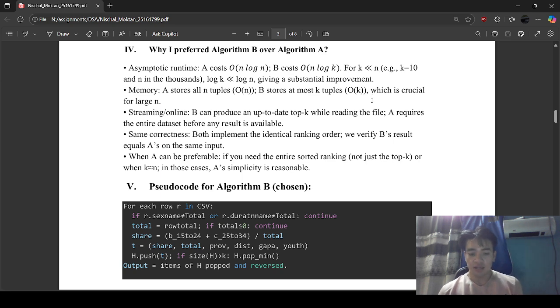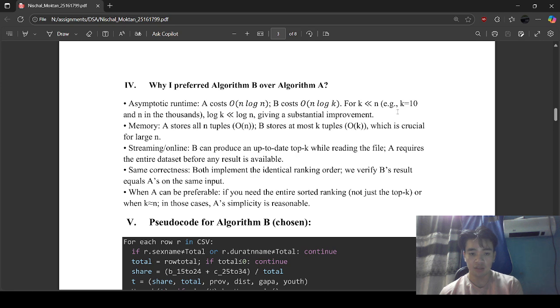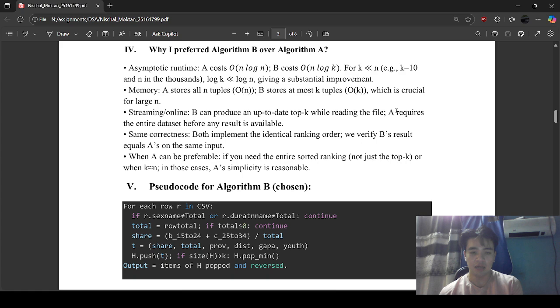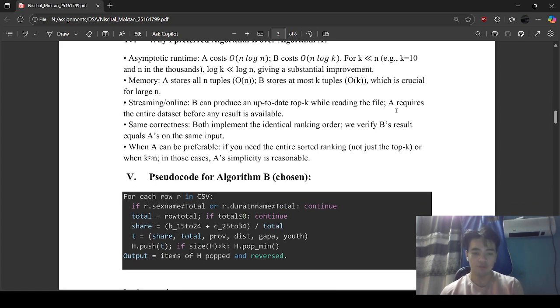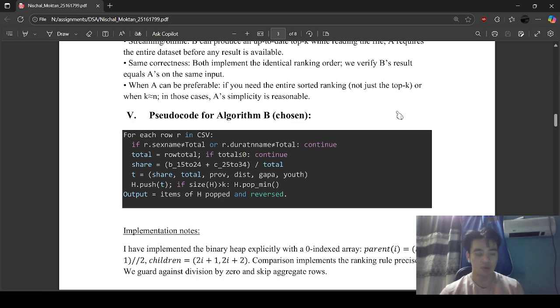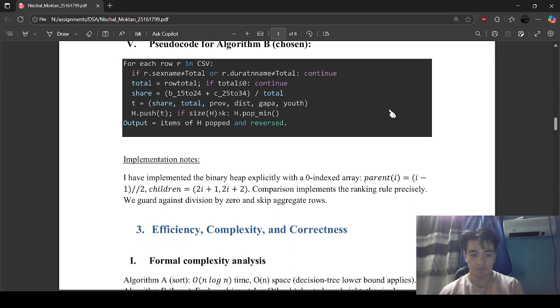When k is smaller than n, log k is smaller than log n, obviously. So B is much faster and uses far less memory. When k equals n, or you need the entire ranking, A is generally acceptable. But when k is really smaller than n, algorithm B is far more efficient and faster. It's also good for the memory. So that is the reason why I choose algorithm B, right?